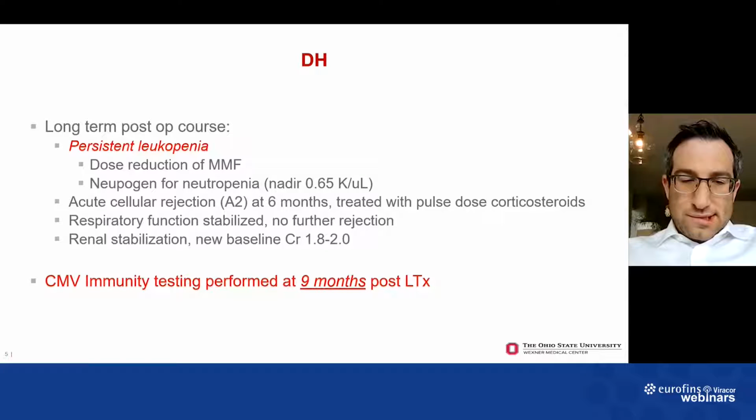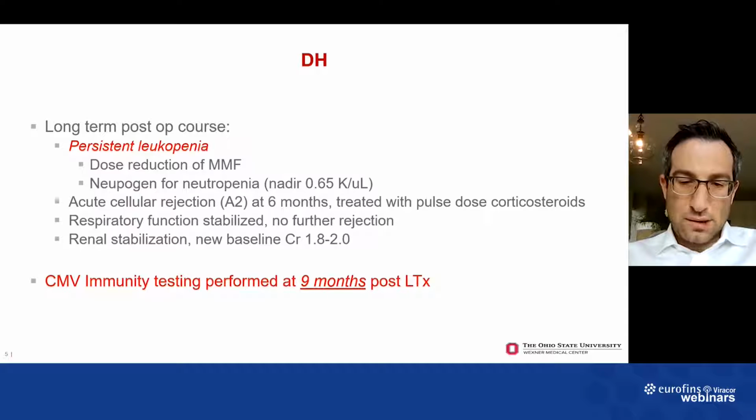DH's long-term post-op course consisted of persistent leukopenia. I'll show that shortly on a graph. Because of this persistent leukopenia, he needed a dose reduction in his mycophenolate. He also at times needed Neupogen injections for neutropenia. He suffered from one episode of mild A2 acute cellular rejection. This was at 6 months, and it was treated with a pulse dose of corticosteroids. Over time, his respiratory function stabilized with no further rejection episodes. And after he was able to come off of dialysis, his renal function stabilized to a new baseline creatinine of about 1.8 to 2.0.